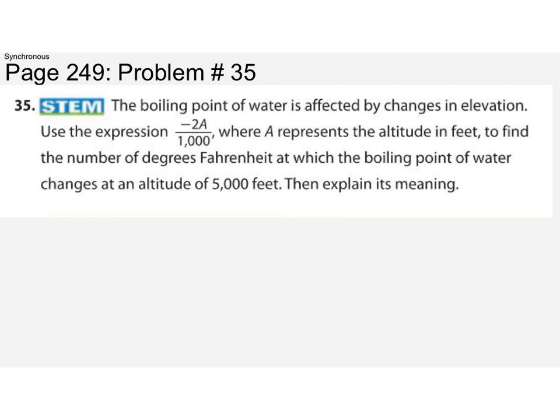Okay, so I am given to find the number of degrees Fahrenheit at which the boiling point of water changes at the altitude of 5,000, and then explain its meaning. So right now I'm just going to explain without any numbers. What I have to find is the boiling point of water in Fahrenheit depending on the altitude. So that's what I need to do. So I'm going to use this expression, negative 2a over 1,000.